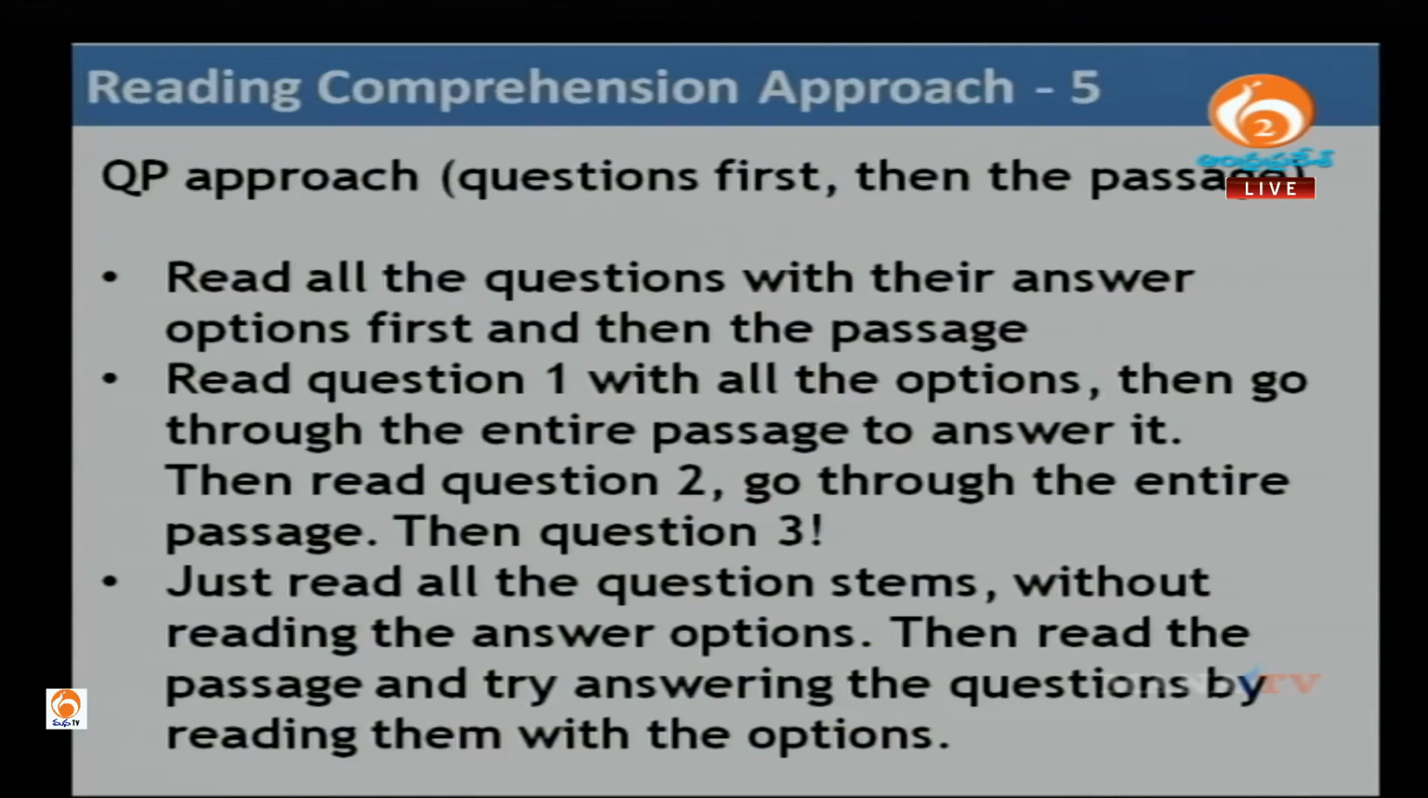Okay, let's read all the question stems without reading the answer options, then read the passage and try answering the questions by reading them with options. So make options confuse cheyochu. So read all the question stems without the answer options. Okay, if you read the answer options, you might get confused, and you might take the wrong answer. So avoid that, and you could just go by the questions, ignore the options. Options are always confusing in there.